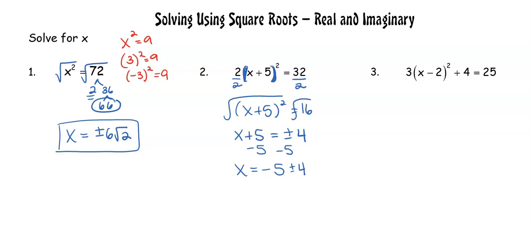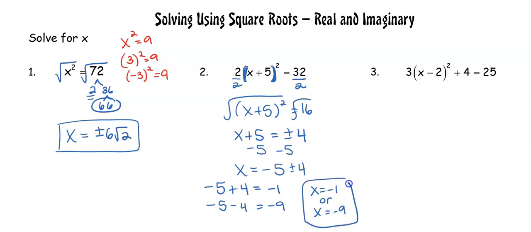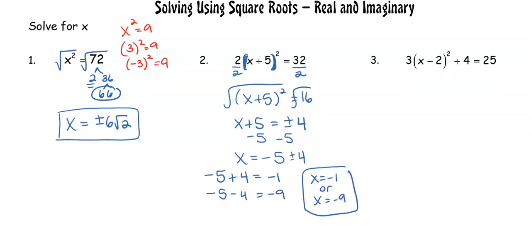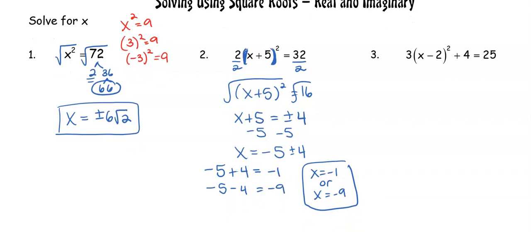These two pieces are like terms. We have two different possibilities here. We have a negative 5 plus 4, which gives us a negative 1, or we have a negative 5 minus 4, which gives us a negative 9. So we have x equals a negative 1, or x is equal to a negative 9. So when you have like terms like that, make sure that you go that one extra step and put the like terms together.